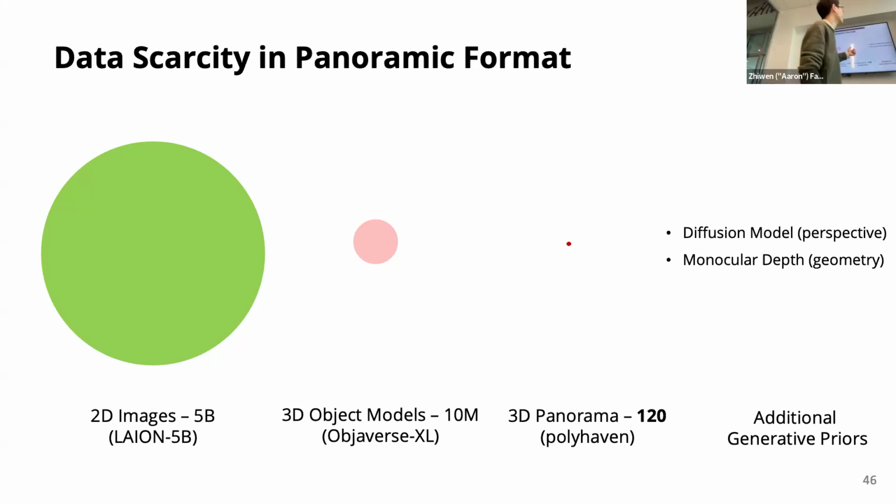So that's why we have to use the generative process in 2D and geometric learning to do this generation for panorama. We will use different models, and we will use a monocular depth estimator for this generation.